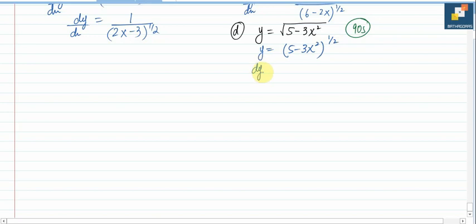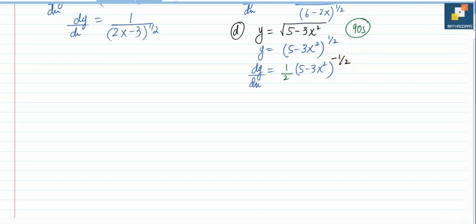So dy by dx is equal to, first you need to write down the power. So power is 1 divided by 2. Expression is as it is, 5 minus 3x square. Then subtract 1 from the power. So 1 upon 2 minus 1 leads to minus 1 upon 2. And then derivative of the function. So the function we have here is 5 minus 3x square.